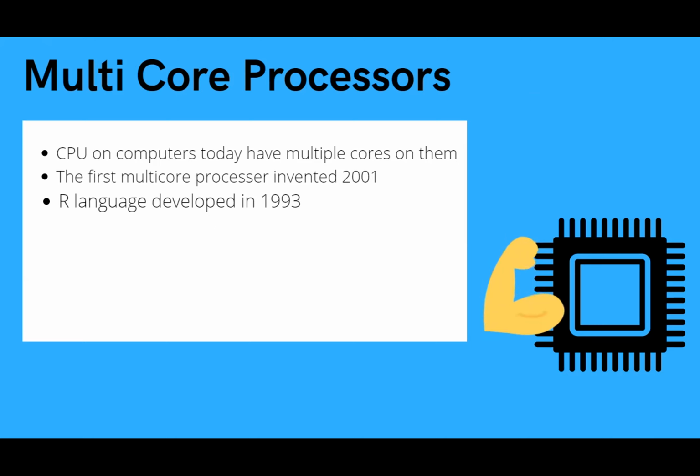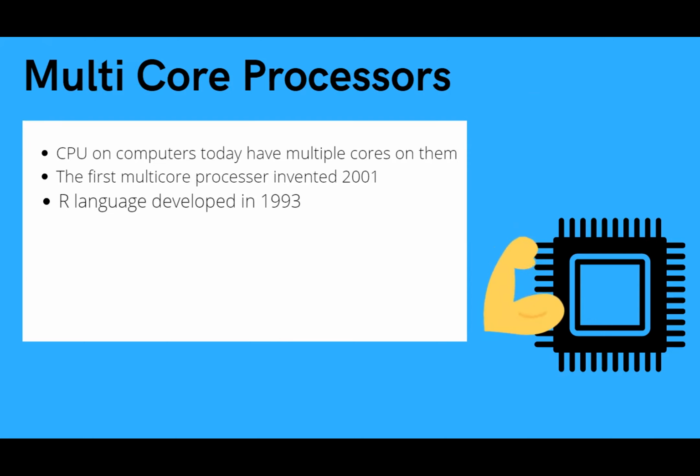Now, the first multi-core processor was invented in 2001, and R was first developed in 1993, so it missed the mark. Going forward, with languages like Julia and other more modern languages, you see this parallel computing mindset baked in when the languages are being developed. But when R was first developed, it wasn't a thing.